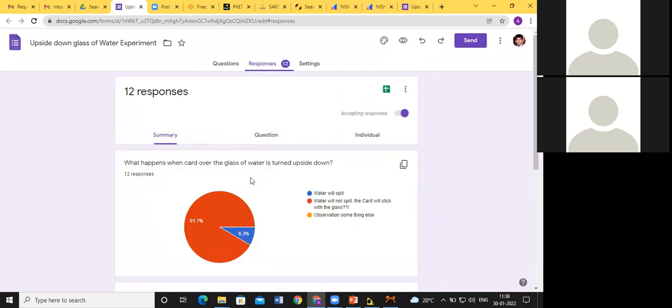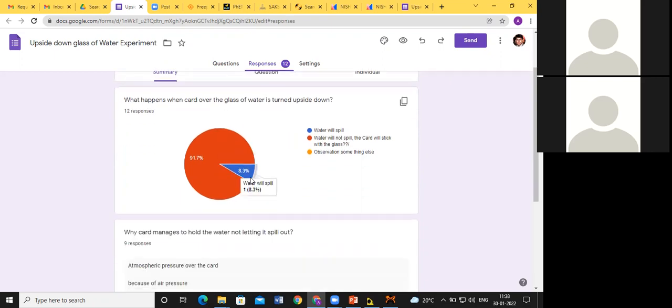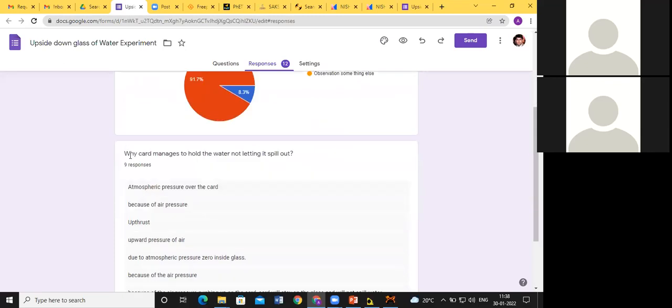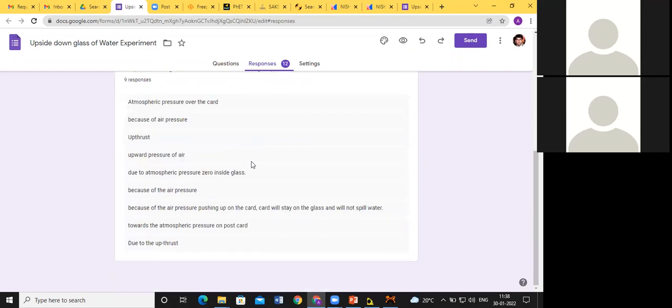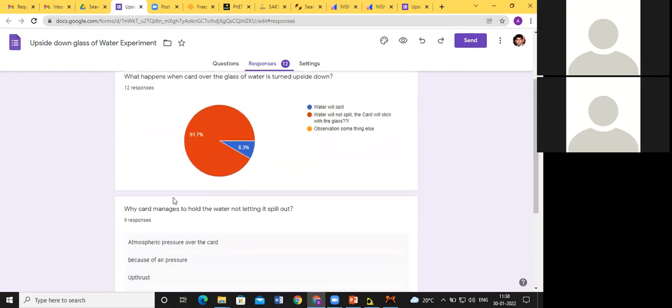What are the different opportunities I have? If I look at it simply, 91.7% are saying that the water will not spill, the card will stick to the glass, and 8.3% are saying that the water will spill. Then, why the card manages to hold the water, nine responses have been given, and most of these responses are related.